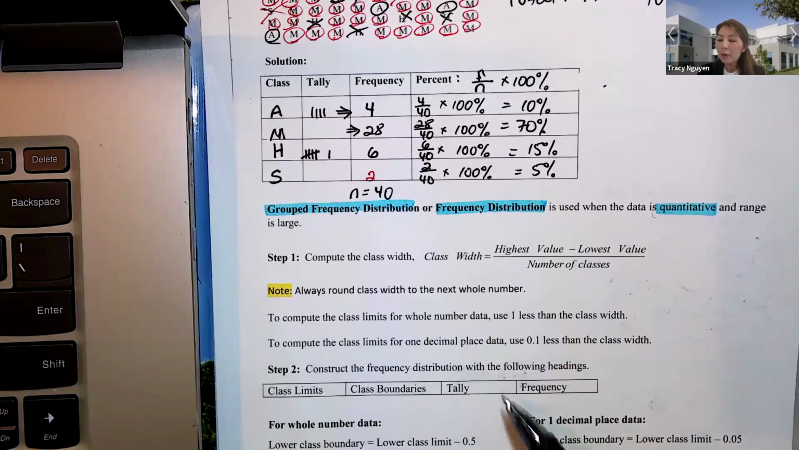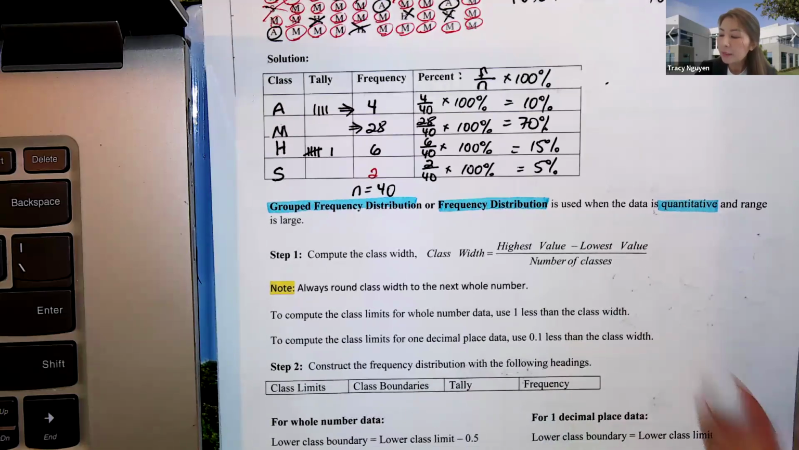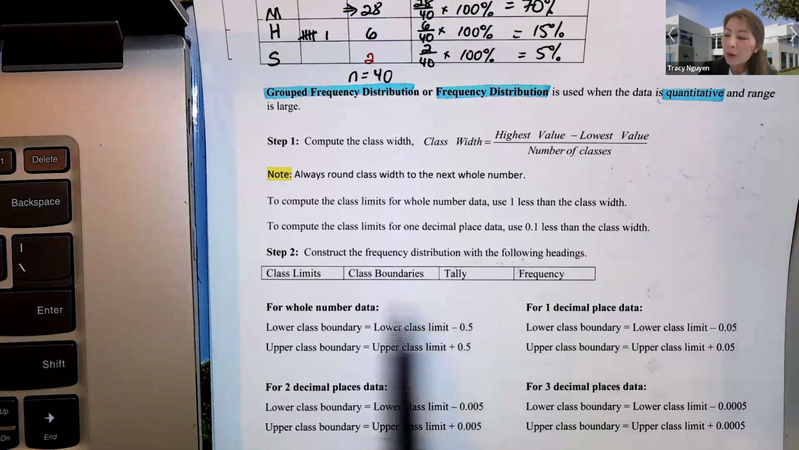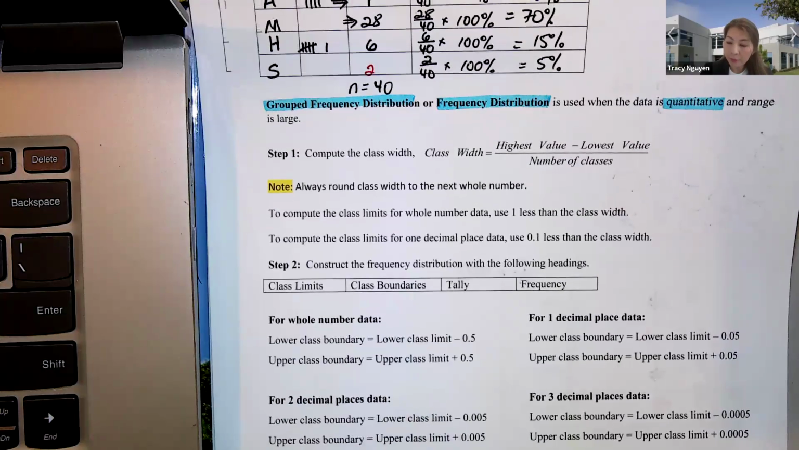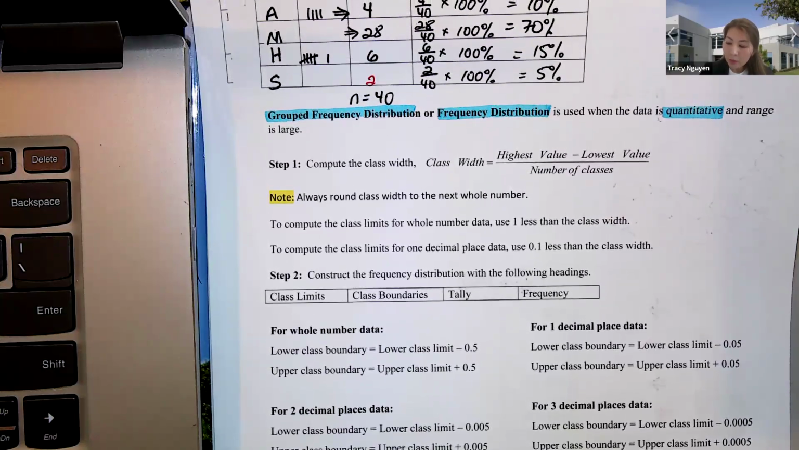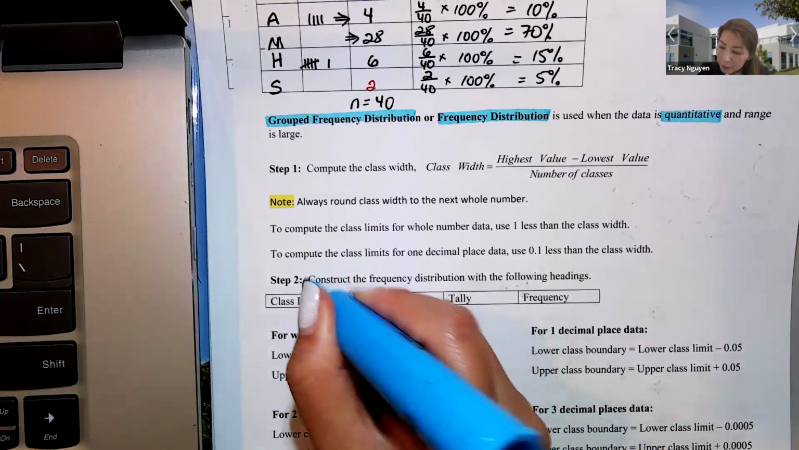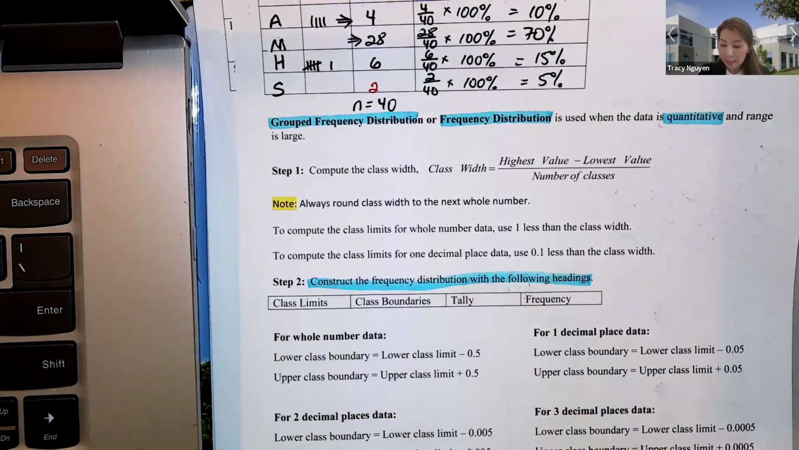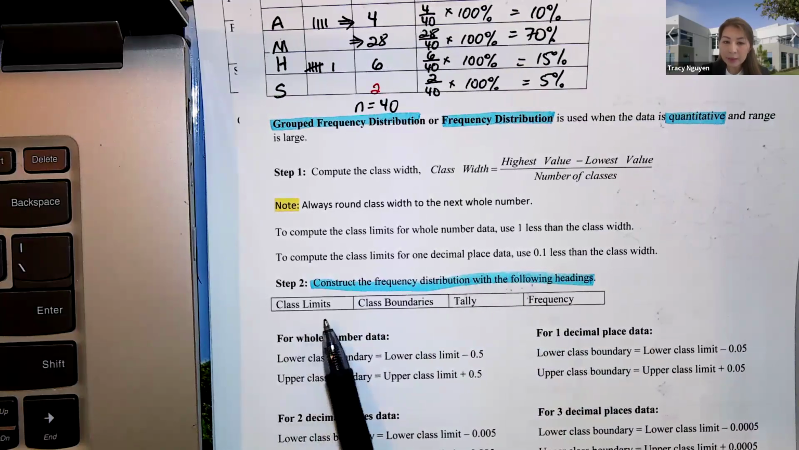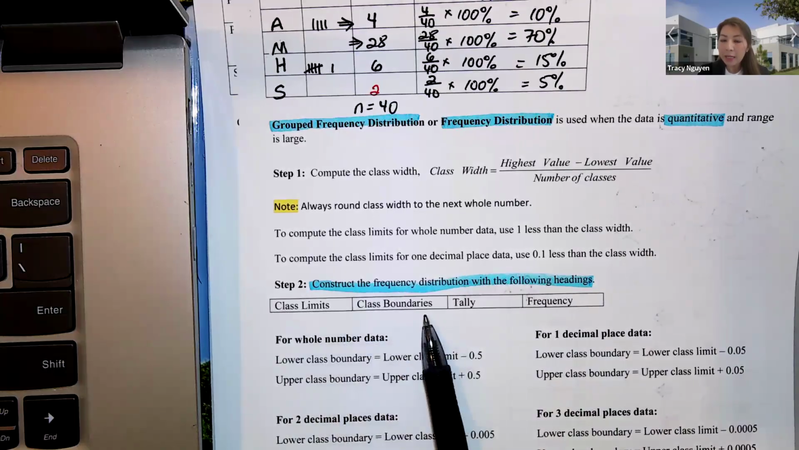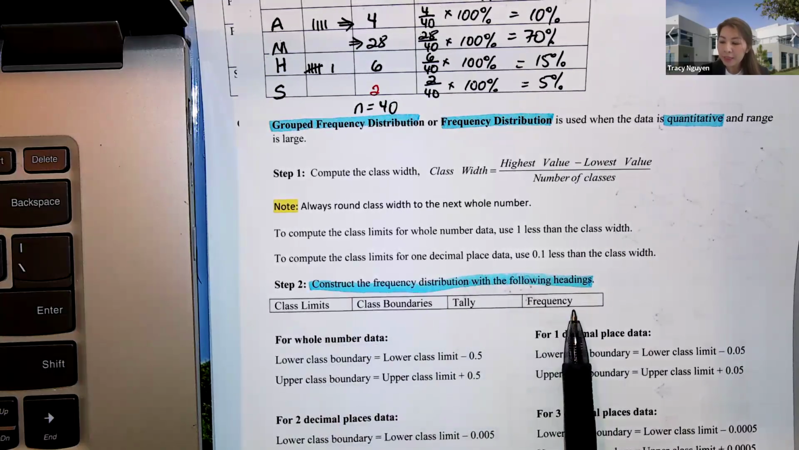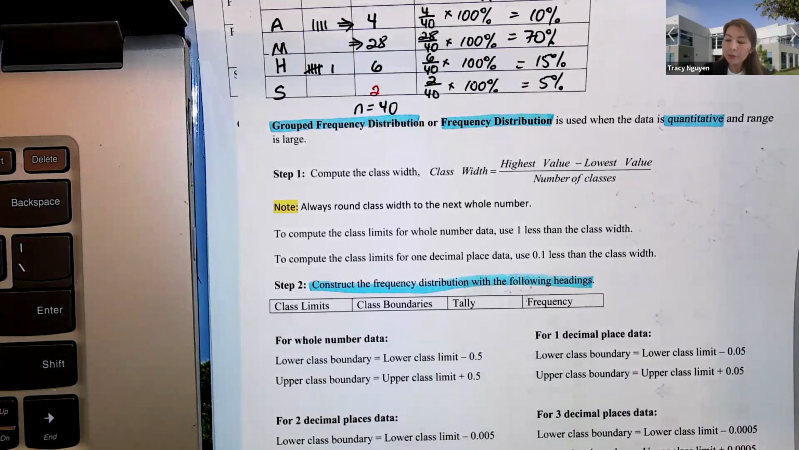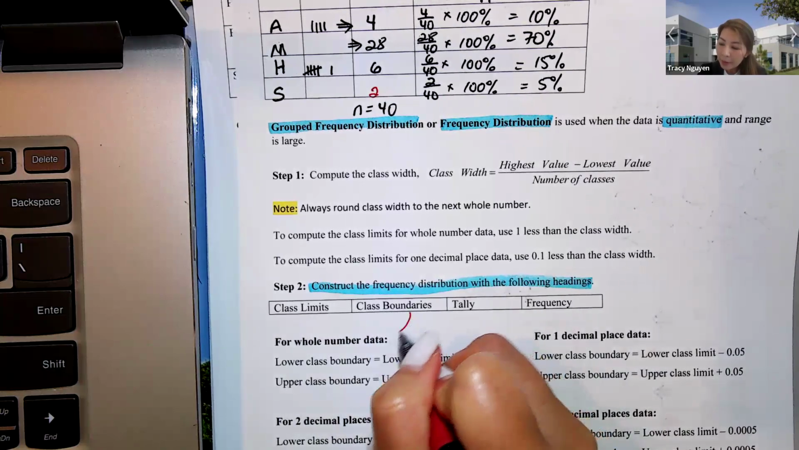Okay, so now how to compute our class boundaries? Very, very important. It depends on the type of data. So let me go back and explain the headings when we construct a frequency distribution for our data. We're going to have these 4 columns. Rather than class, we're going to have class limits because we have numerical values. We have class boundaries, we have tally and frequency. Now, for class boundaries, it depends on the type of data.